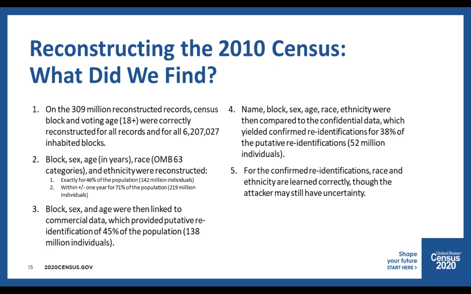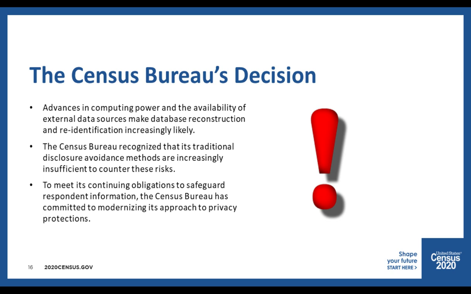In fact, using only a small portion of the 2010 public data products, Census Bureau researchers were able to accurately reconstruct individual level data for all 6 million inhabited blocks in the US. Moreover, we were able to reconstruct detailed individual level information, including sex, age to within a year, race, and ethnicity for 71% of the entire US population. Linking these reconstructed records to commercially available data from the period, we were then able to confirm accurate re-identifications on all variables for 52 million individuals. It should go without saying that the results of these reconstruction and re-identification experiments were a real eye-opener to us.